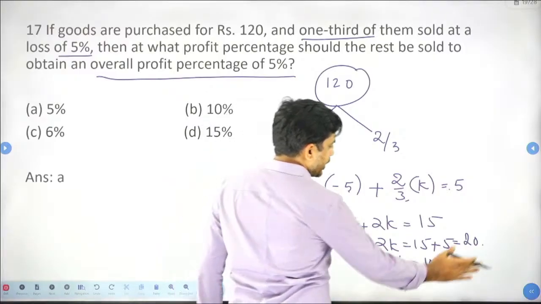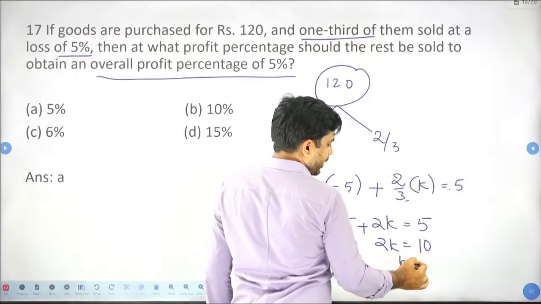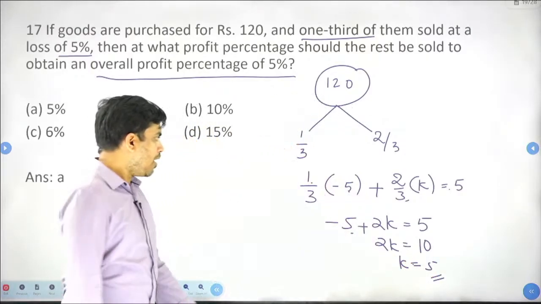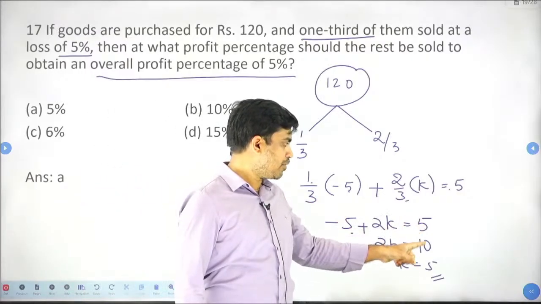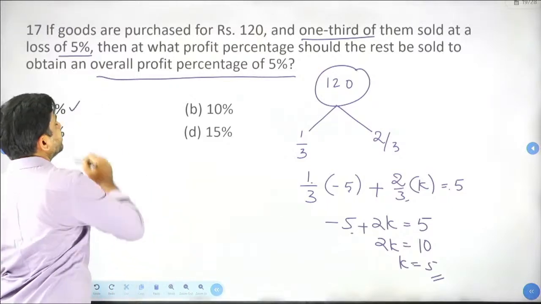Extremely sorry, here it is 5. 5 plus 5, 10, K is 5. Okay, na? Minus 5, 5. Total, it is 10. So, answer is 5. Option A.